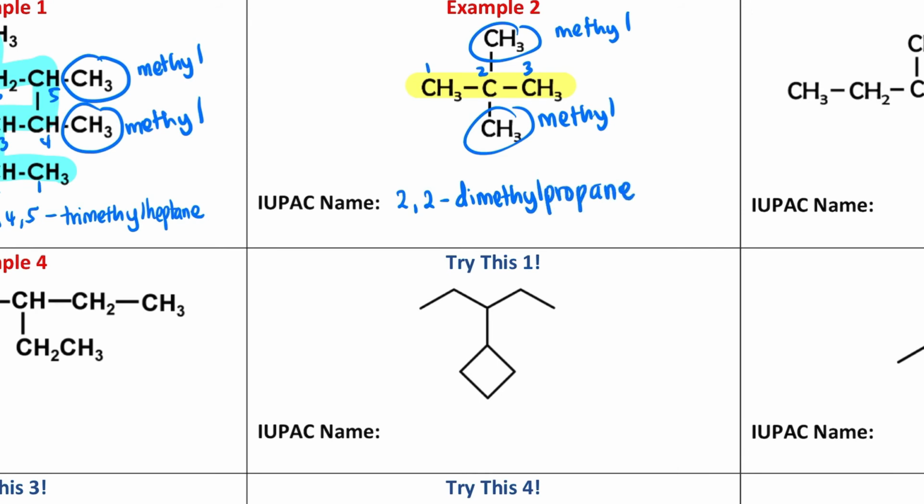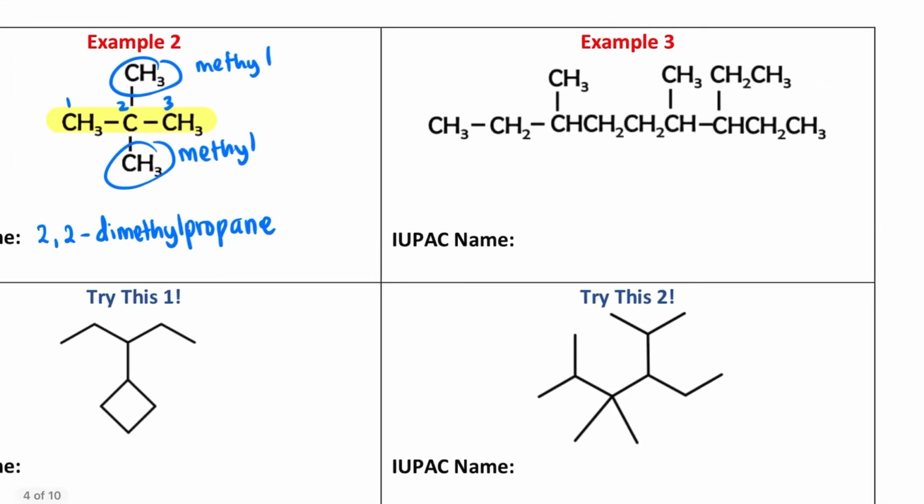Okay, parent dia propane sebab ada 3 carbon. So 2 here to indicate that ada 2 methyl, and there's 2 methyl berada pada carbon number 2. Okay, so example 2 is quite easy, right? So next kita go to example 3.